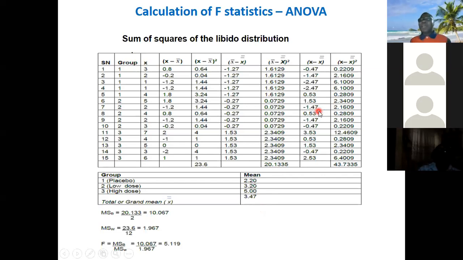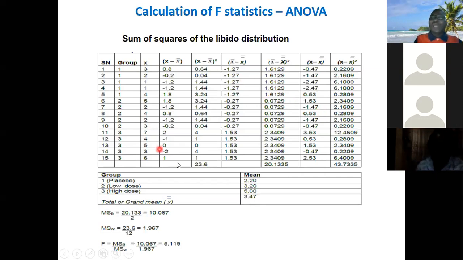So can you see now, when you talk about analysis of variance, there are 3 variances you analyze: variance within, variance between, and total variance. And the total variance is the sum of variance within and variance between.